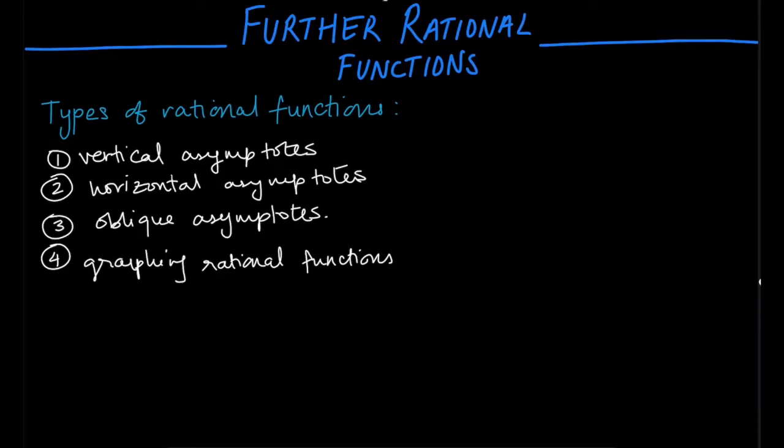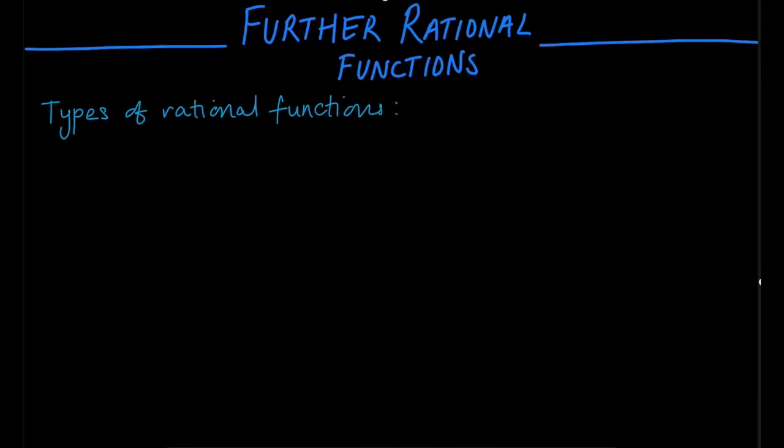So let's get started. First, what is a rational function? A rational function can be expressed in the form f of x over g of x, where f of x and g of x are polynomial functions, and g of x cannot be 0.